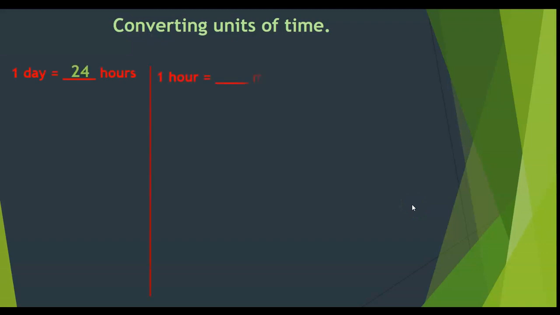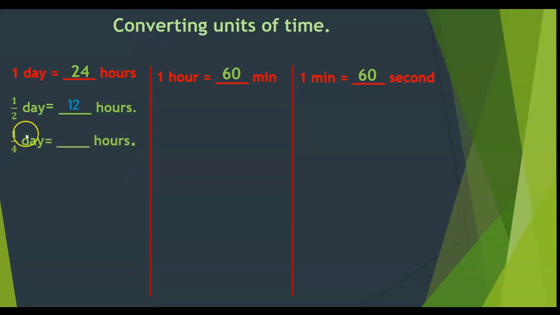We know according to this information, 1 day has 24 hours, 1 hour, 60 minutes, and 1 minute, 60 seconds. Now, what about half day? How many hours are there in half day? So, half 24 is 12. So, there are 12 hours. What about quarter day?